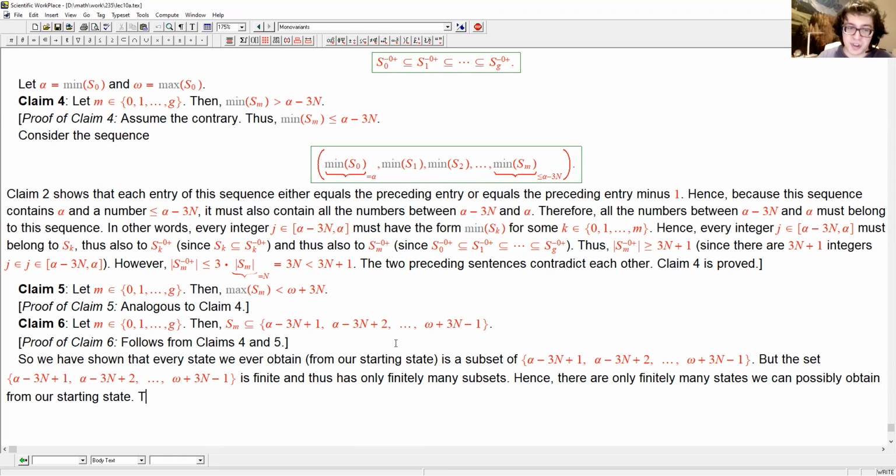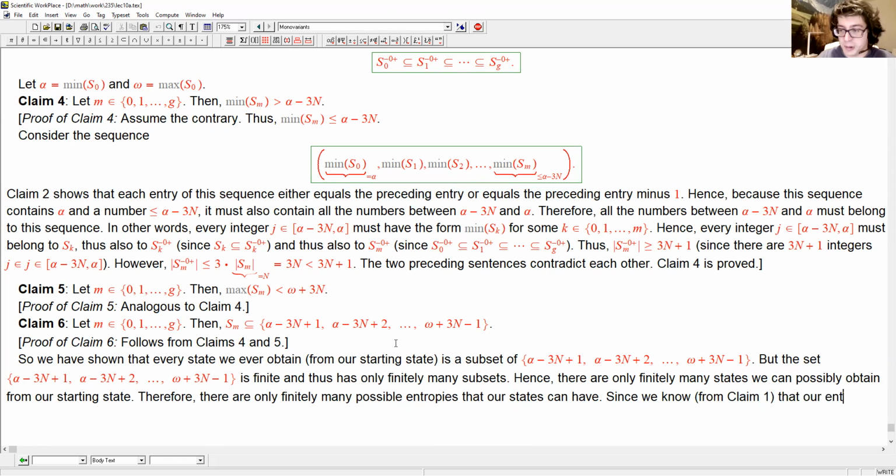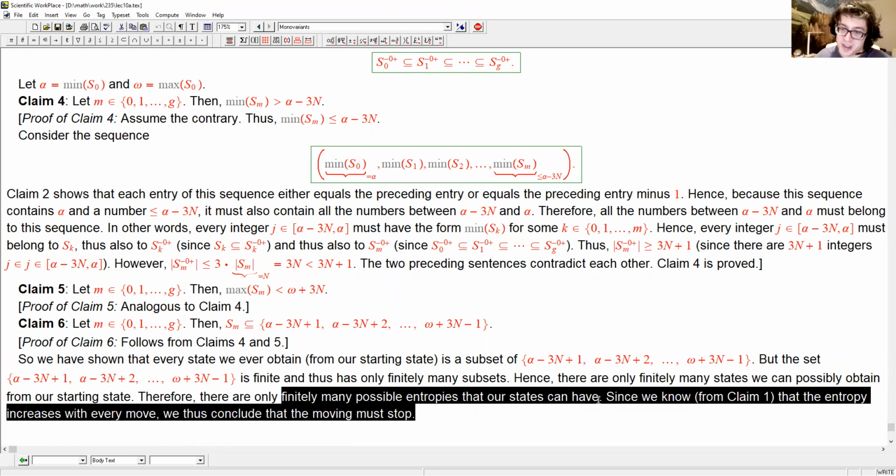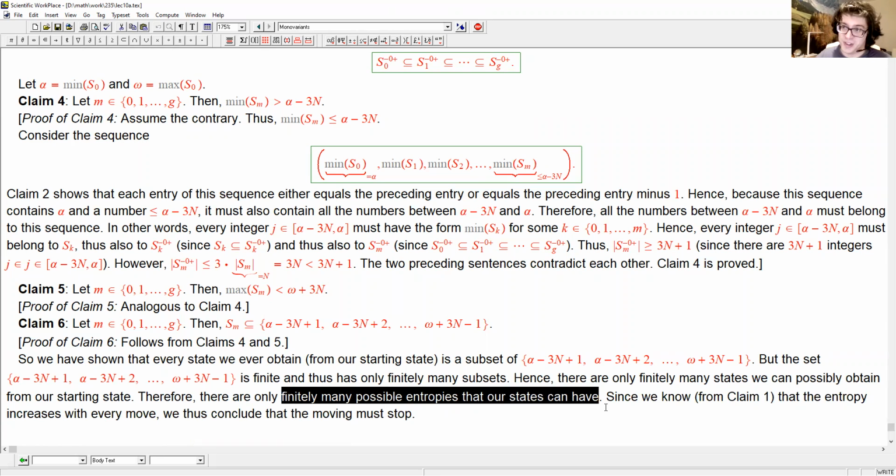Therefore, there are only finitely many possible entropies that our states can have. And since we know from claim 1 that the entropy increases every night, so with every move, we thus conclude that the moving must stop because it cannot keep increasing forever. There are only finitely many values that it can go through. At some point, it will have run out of possible values.